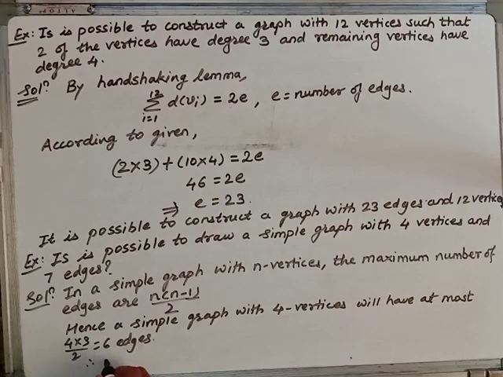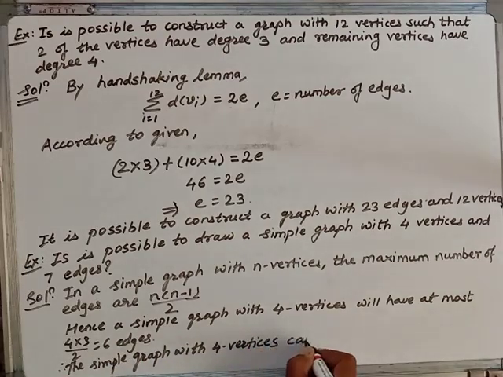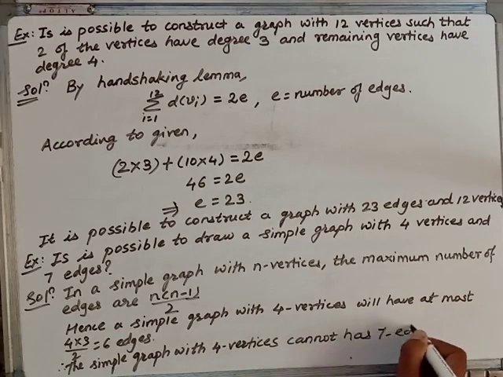Therefore, a simple graph with 4 vertices cannot have 7 edges. So the given condition is not satisfied. Such a thing is not possible. Next example.